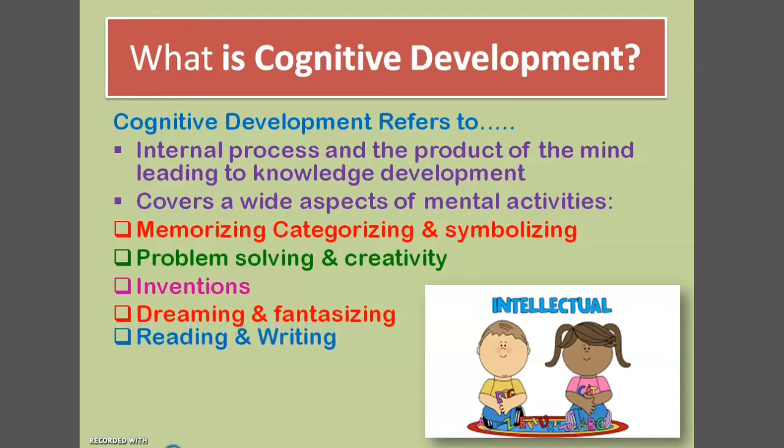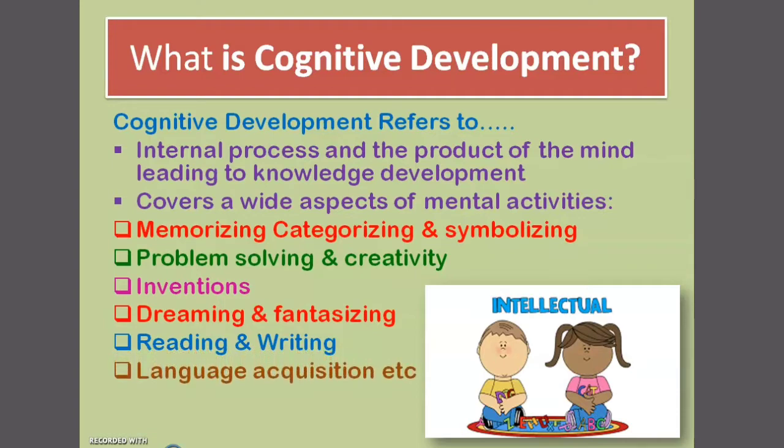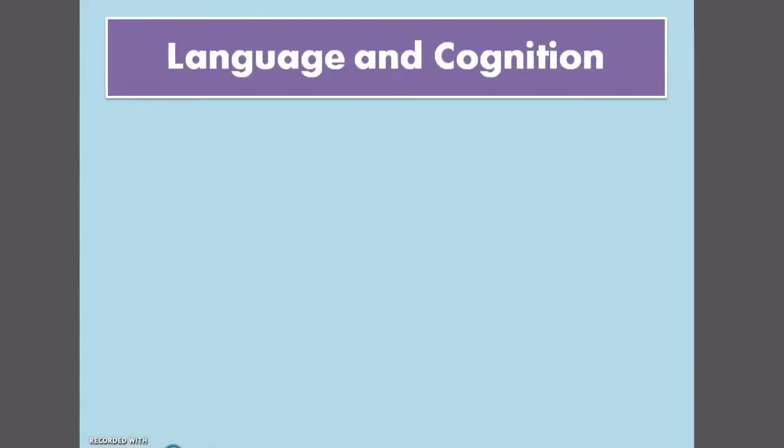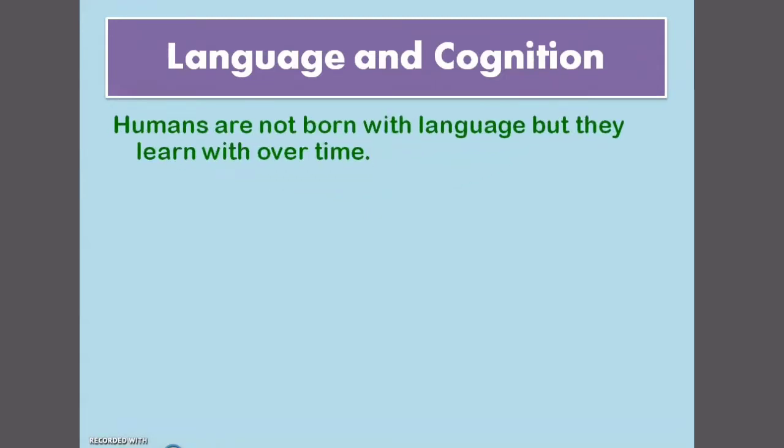Next one is reading and writing, which is also a cognitive development process. Then it is proved that cognition and language have a relation. That means without language, cognitive development will not happen. Next one is language acquisition. Language is acquired on the basis of cognition. It has an opposite relation also. Language develops cognition, and the cognitive aspect is related to language. Language and cognition, we are going to analyze it.